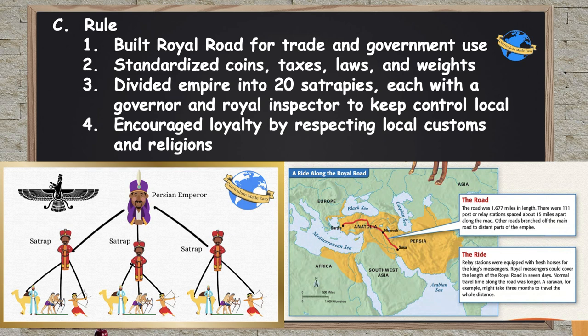In order to control this massive empire, the Persian emperors divided their empire into what they called 20 satraps. You can think of these like how the United States is divided into 50 states. Each of these satraps would have a local governor and a royal inspector to keep control locally. And in fact, they encouraged everyone in this large empire to be loyal to the emperor by respecting local customs and religions. So whereas other empires, other cultures would come and take over areas and force you to start worshiping their gods or speaking their language or whatever it was, the Persians, when they entered an area, they were like, yeah, you have to pledge your loyalty, pay your taxes, but otherwise you can kind of live the way you've always been living. And this kept people happy so they wouldn't revolt.